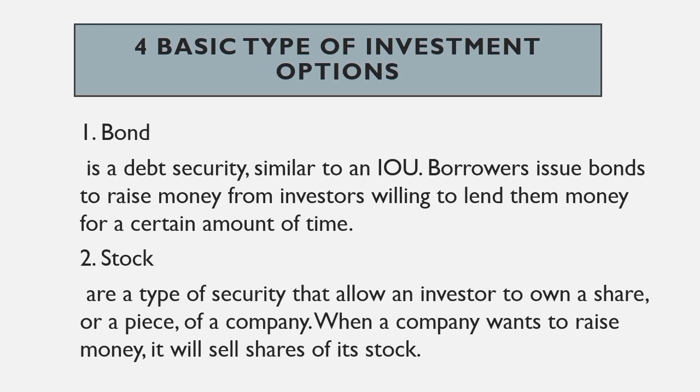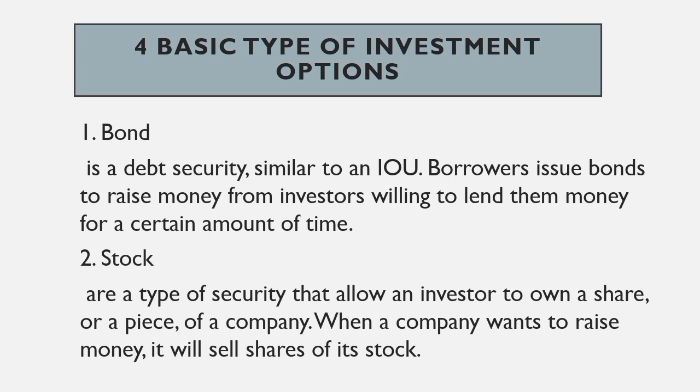Second is stock. It is a type of security that allows an investor to own a share or a piece of a company. When a company wants to raise money, it will sell shares of its stock. Stock is a security that represents fractional ownership in a company. When you buy a company's stock, you're purchasing a small piece of that company called a share.